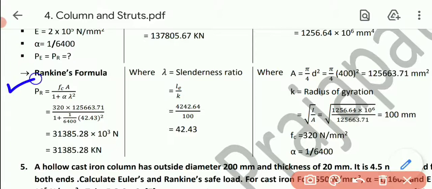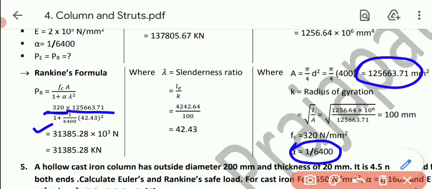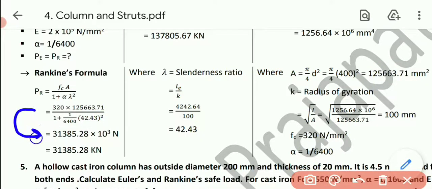So applying Rankine's formula, PR equals Fc into area divided by 1 plus alpha into lambda square. First of all, talking about Fc, 320 Newton per mm square. Area, 12566.37, that is over here, divided by 1 plus alpha, that is 1 divided by 6400, and lambda, that is 42.43 square.